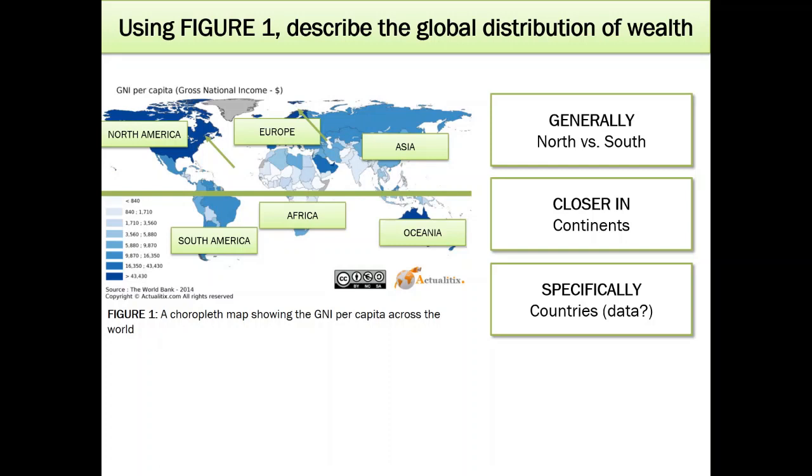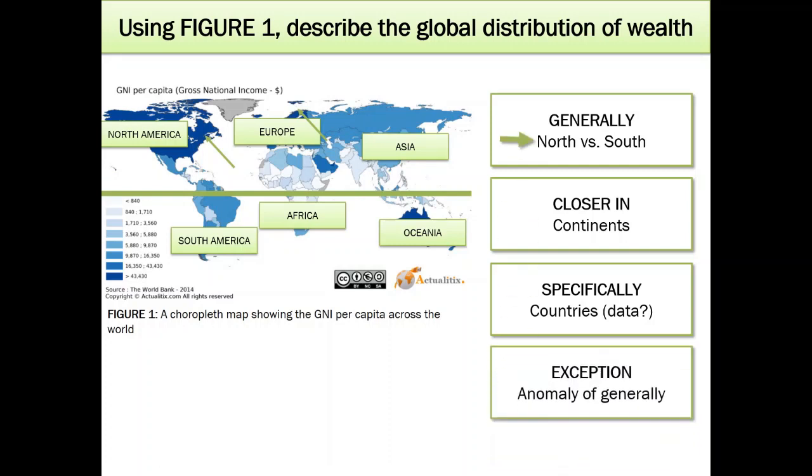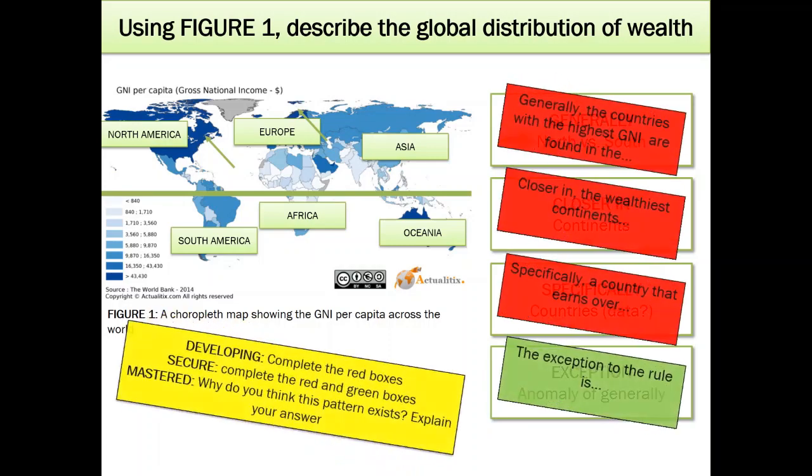Now, for your exception, you need to look for an anomaly to your general trend. So that means something that doesn't match what you said in your general trend. So if you've said all the wealth is in the north, however, there's a country or a continent in the south that is still of high wealth, that goes against your general trend, and that would be your exception, okay? So the task I'm going to ask you to do now then is to answer that question.